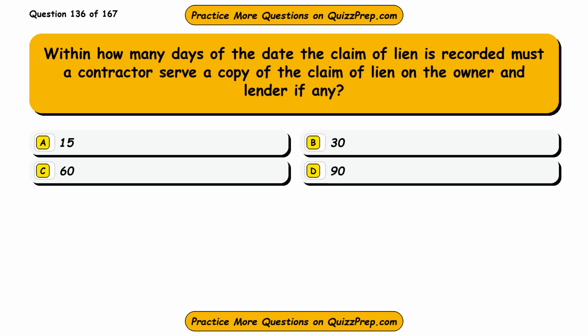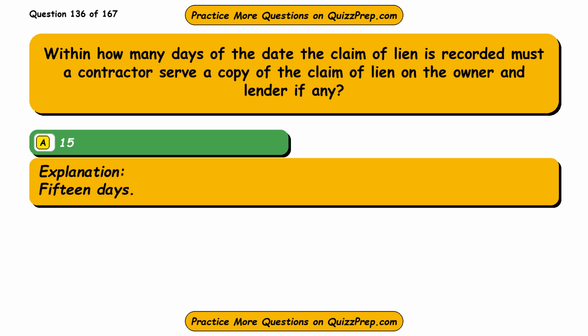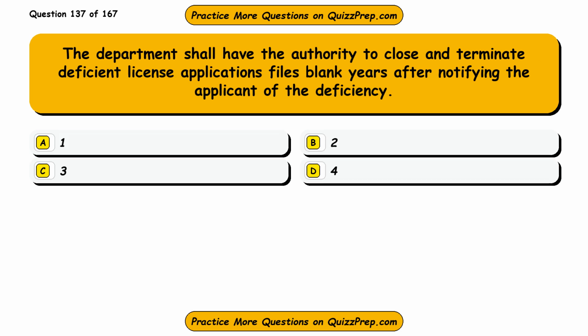Question 136. Within how many days of the date the claim of lien is recorded must a contractor serve a copy of the claim of lien on the owner and lender if any? Option A, 15. Option B, 30. Option C, 60. Option D, 90. The correct answer is option A, 15. 15 days.